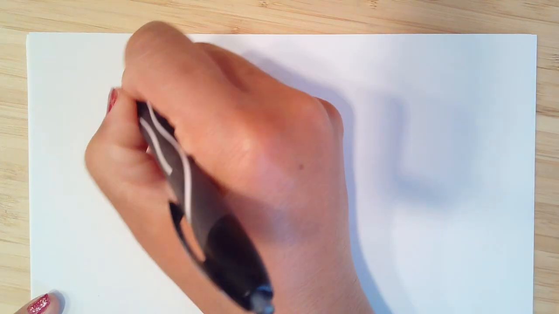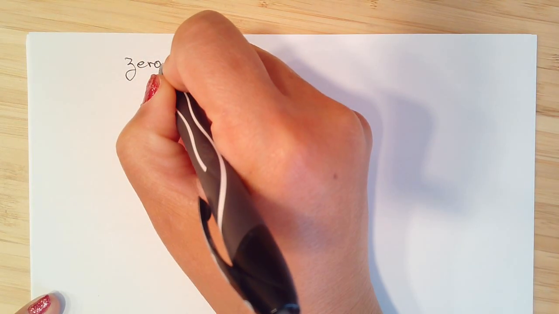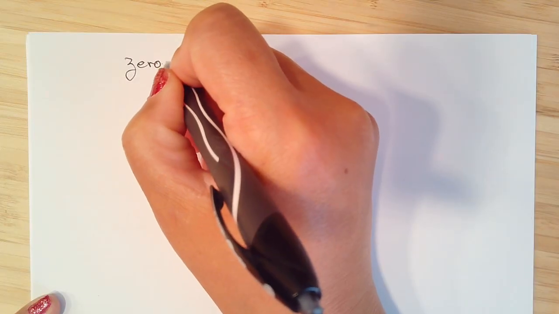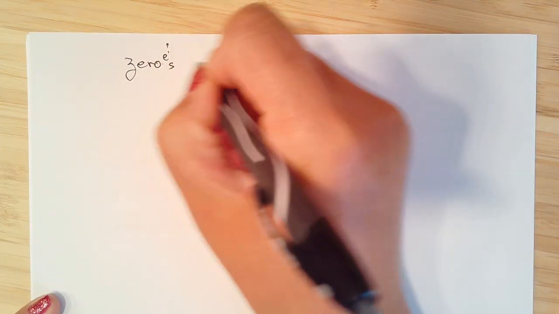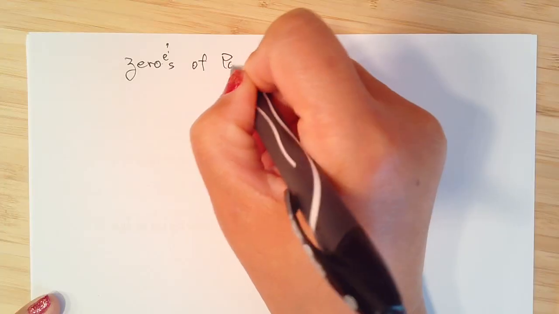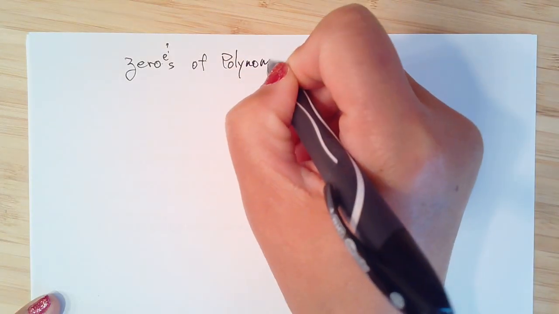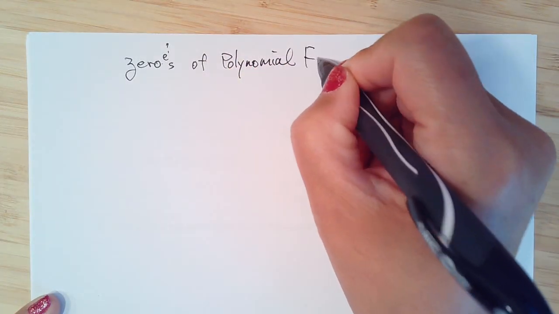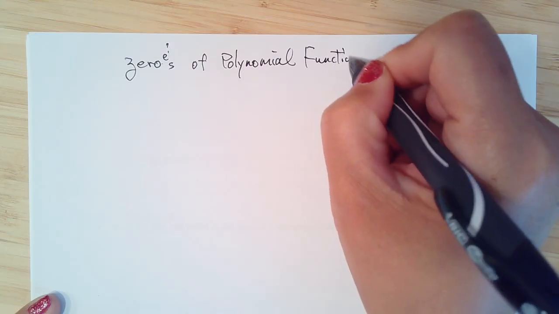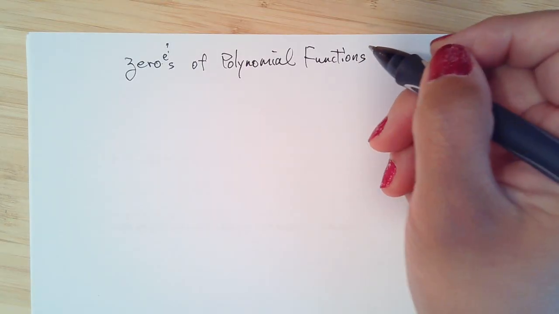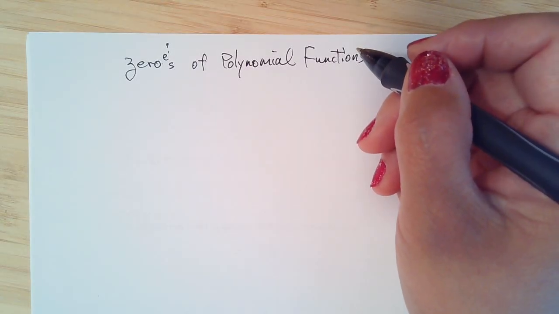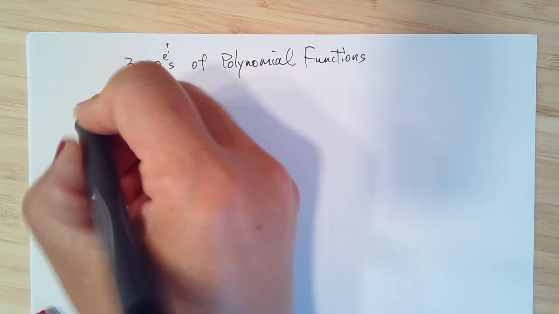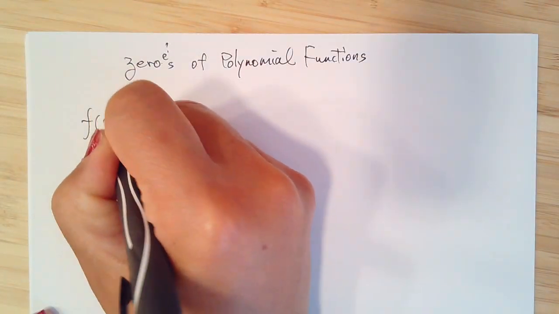In this session, we're going to talk about zeros of polynomial functions. That means the values of x that will make f of x equal 0, isn't it? So the polynomial function, the general form looks like this.